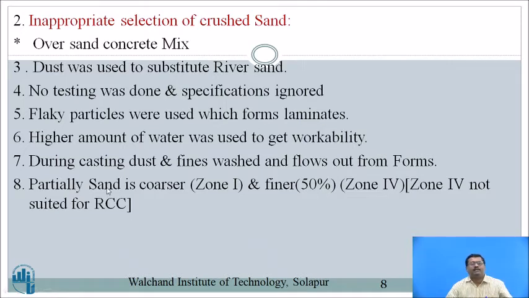And the particle size of the sand is coarser in some cases, where the sand belongs to zone 1. In some cases, if the dust content is more in the crushed sand, say 50% of the crushed sand is dust, then it goes to zone 4, which is not used for the RCC.